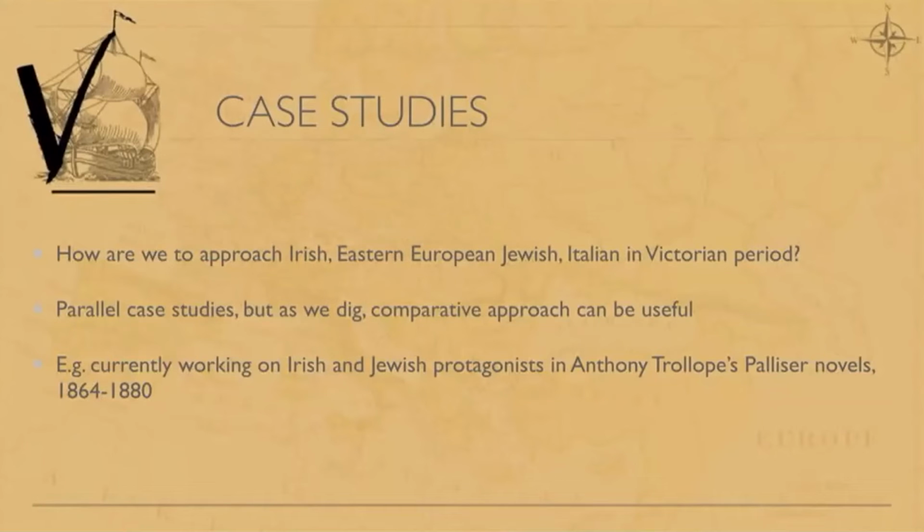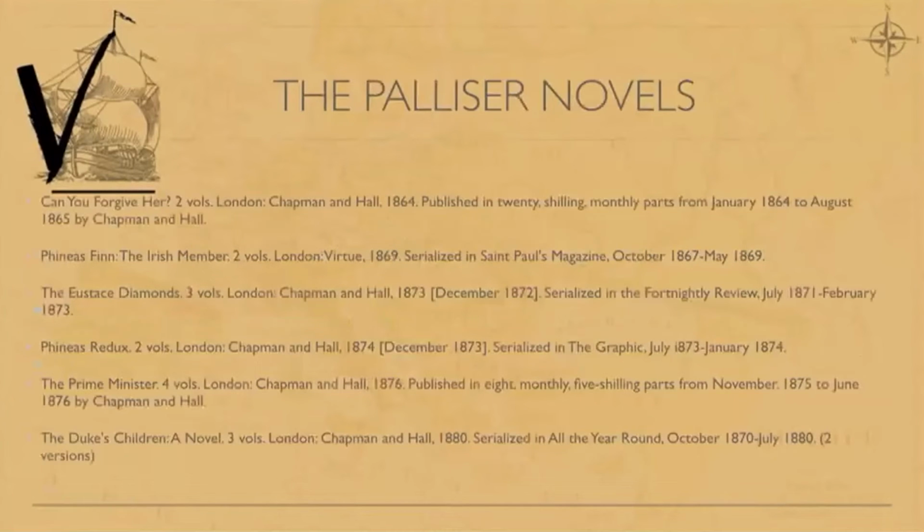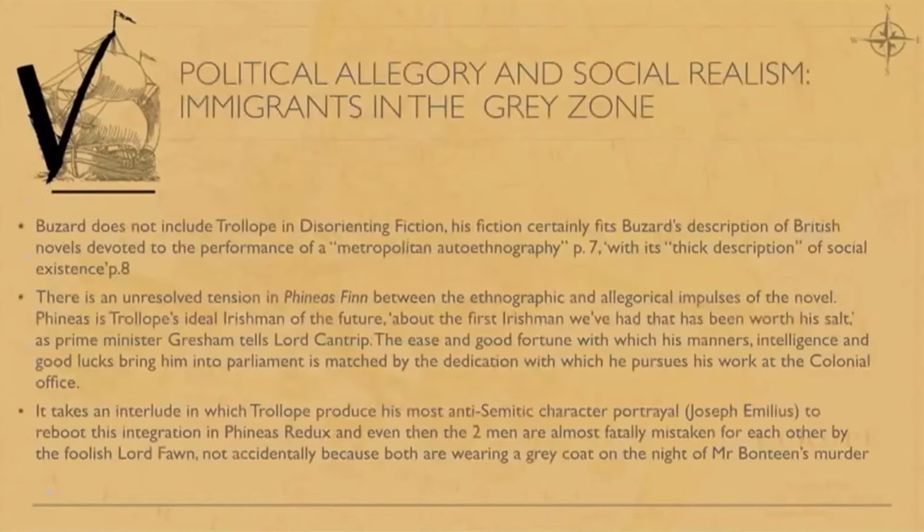And I'm going to focus in on Anthony Trollope's Palliser novels, 1864 to 1880, much adapted. There was recently a very popular adaptation on BBC Radio 4. There's a famous TV adaptation from the 1970s. So these are texts which have a long afterlife and a long kind of tail within the culture.